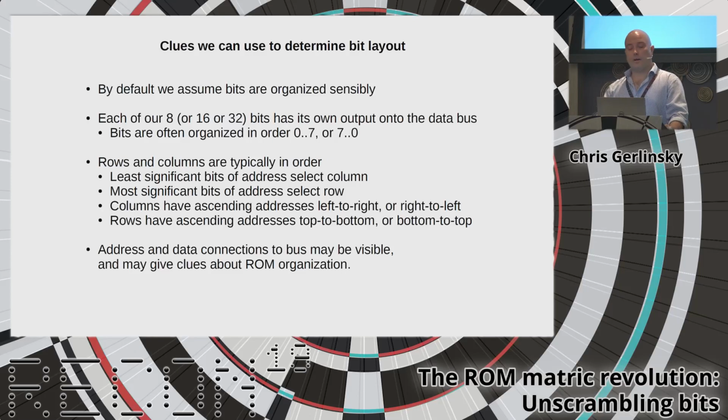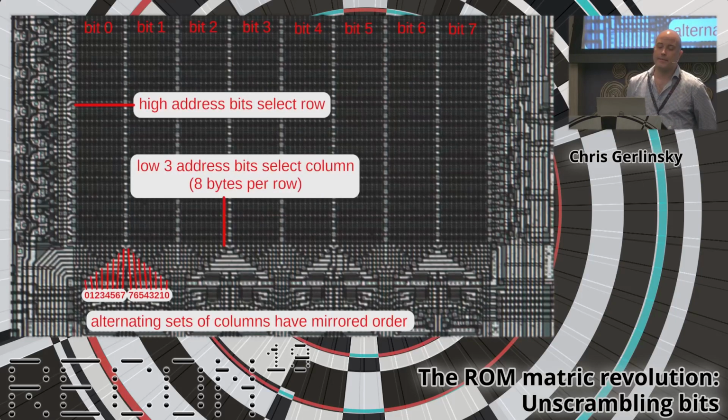And also, a lot of the time around the periphery of the ROM, you're able to see the address and data connections and where they link onto a bus. And in some cases, those connections to the bus can be visible, and that can also give you some clues about how the ROM is organized. So here's an example image of a ROM.